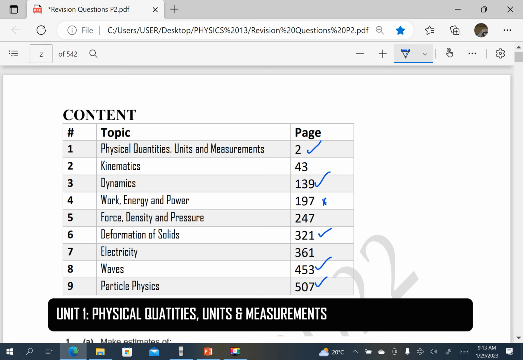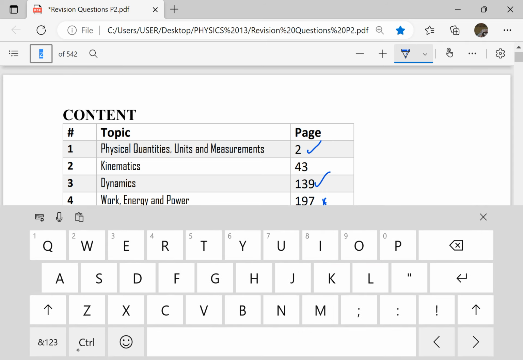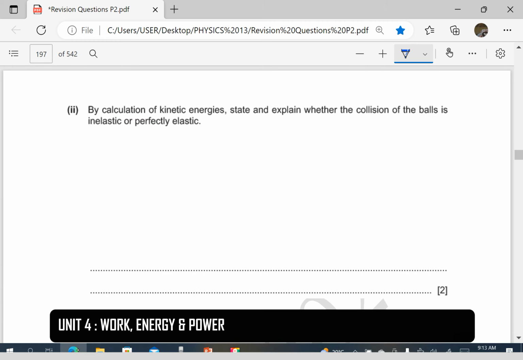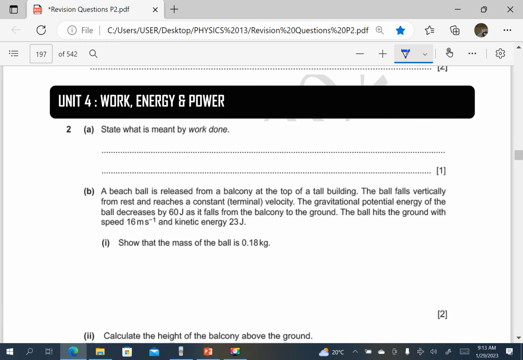That means we shall be left with three videos: kinematics, force, density, and pressure, and electricity, because those are the longest videos. So I decided to record the shortest videos first. So, of course, next is most likely going to be force, density, and pressure, followed by kinematics, and electricity will come last, because I think it is the longest here. So without wasting time, let's look for work, energy, and power on page 197. So we are here, and we have started.